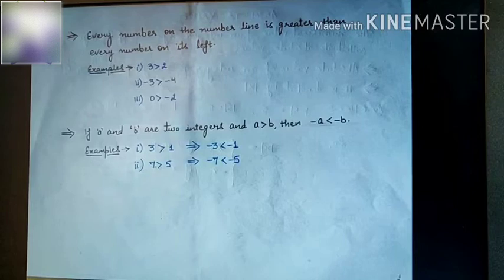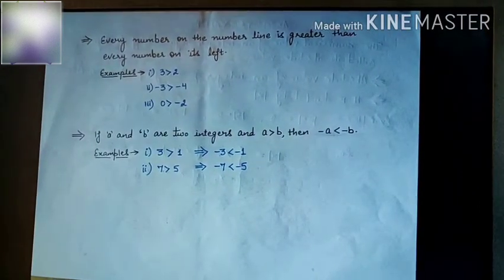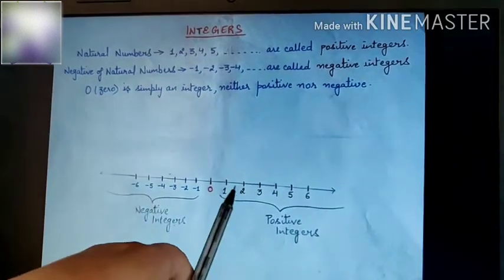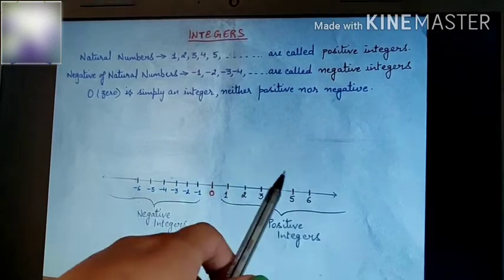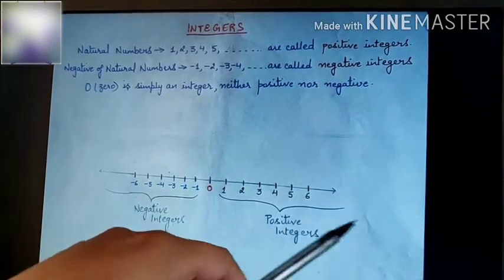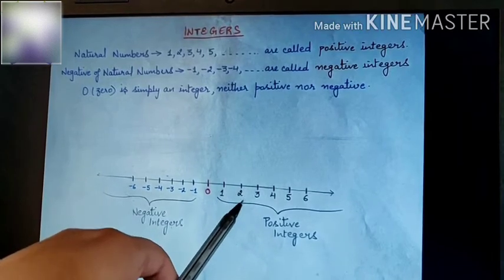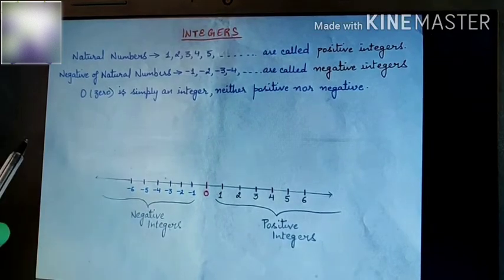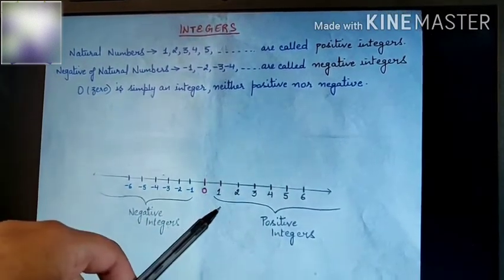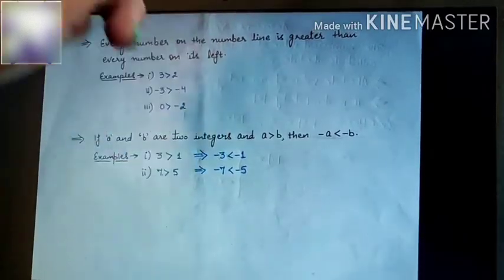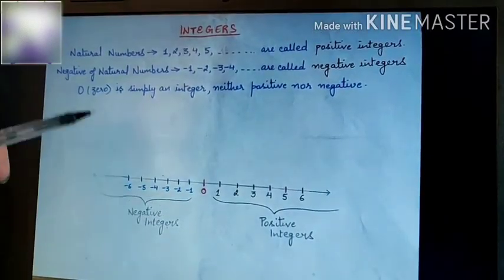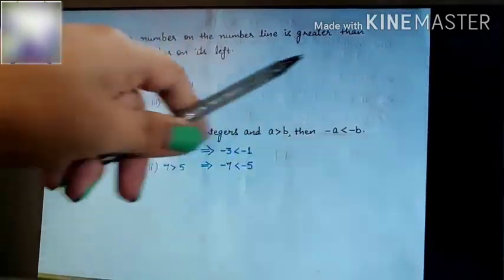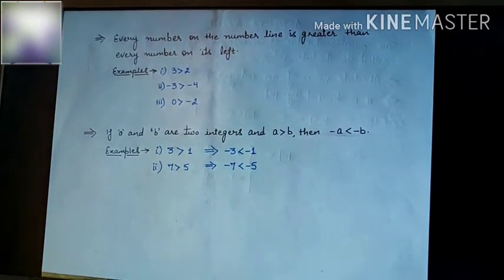Now every number on the number line is greater than every number on its left. As you can see on the number line, let us take any number, suppose 2. All the numbers on the right side of 2, like 3, 4, 5, 6, are greater than 2. And the integers on the left side of 2, like 1, 0, -1 and so on, are lesser than 2. So the number on the right side is greater and the number on the left side is lesser. So we can say that every number on the number line is greater than every number on its left.